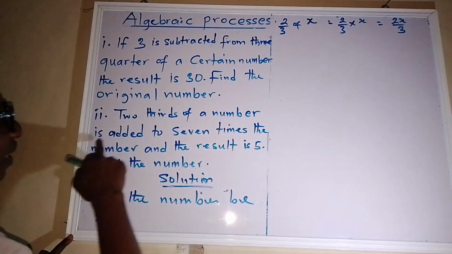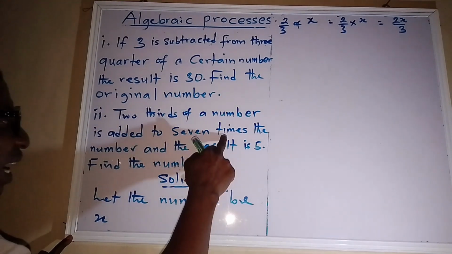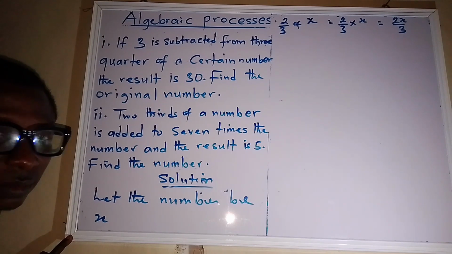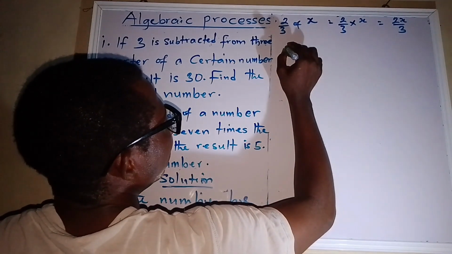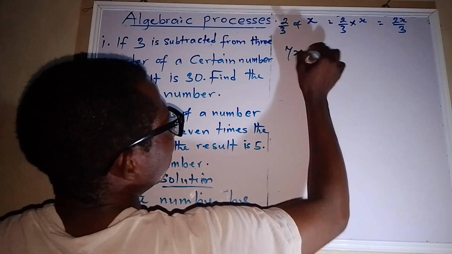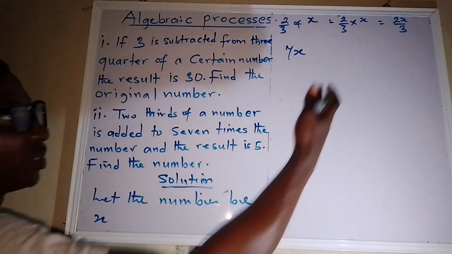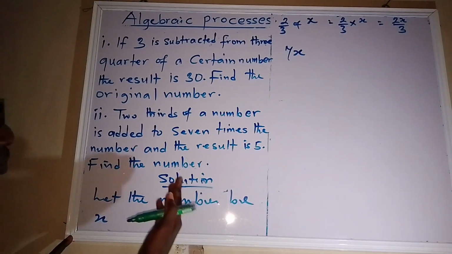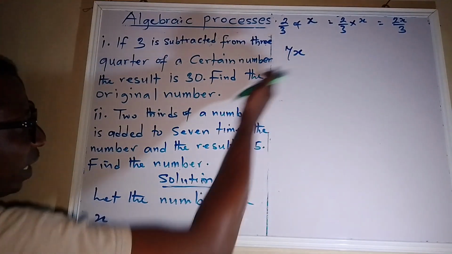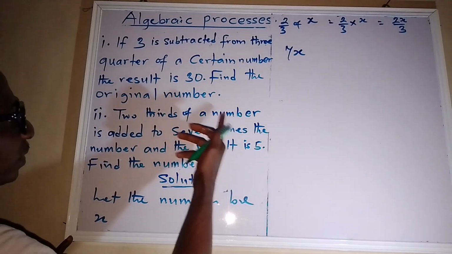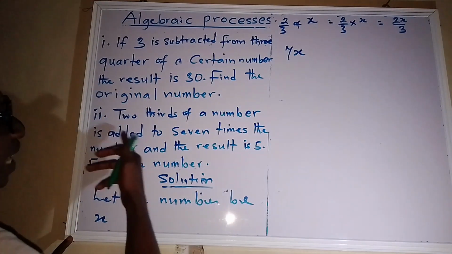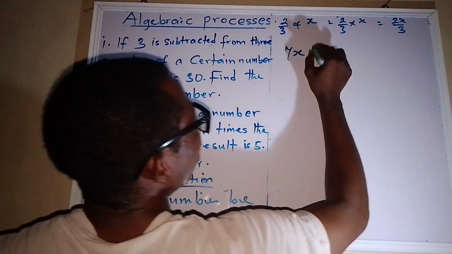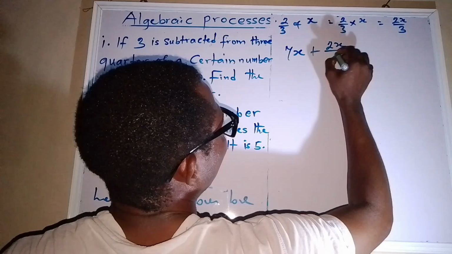2/3 of a number is added to 7 times the number. So 7 times the number is 7x. 7 times x. 7 times the number. The number is x. So 7 times x is 7x. So what is added to 7x? 2/3 of a number is added to 7 times the number. So it's going to be plus 2x over 3.